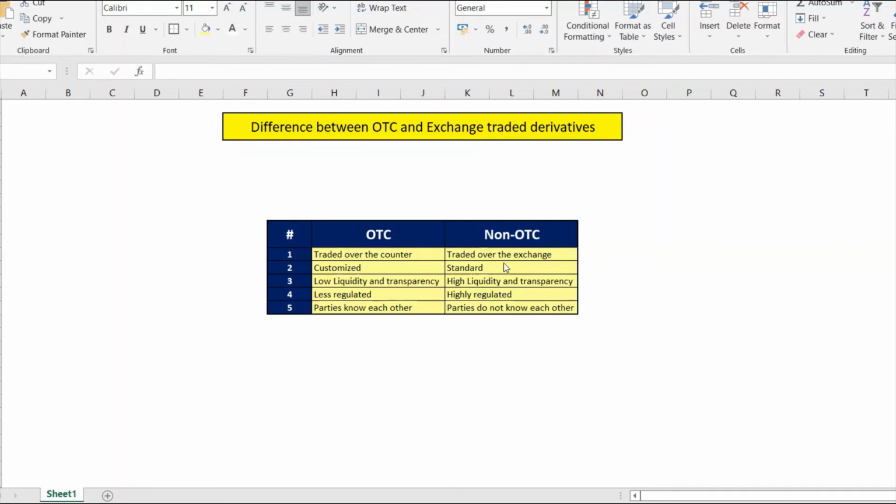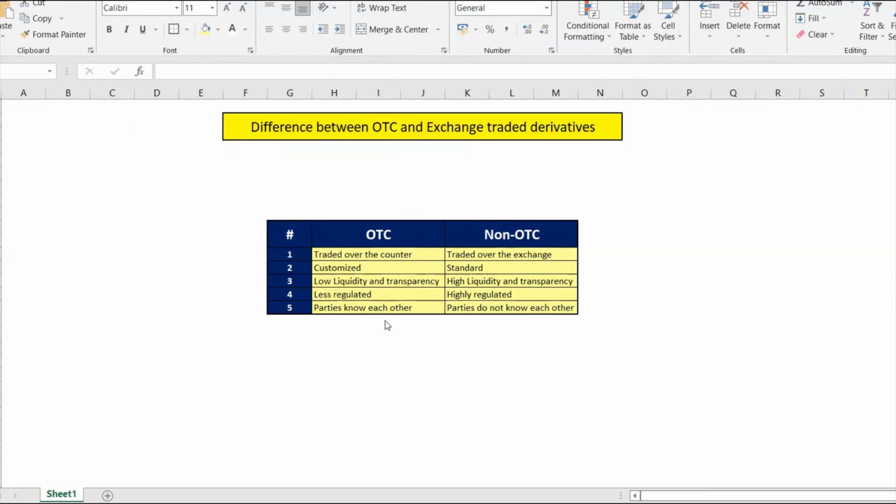Exchange-traded derivatives are highly regulated because the exchange is an intermediary between the two parties. In OTC, the parties who trade amongst themselves know each other. For example, Bank X and Bank Y, or Bank X and Y mutual fund or hedge fund, they know each other, the parties who are doing a trade. Whereas in the exchange-traded case, as the exchange is an intermediary, you will not know your counterparty. For you, the counterparty would be the exchange. So they do not know the counterparties in non-OTC, because the exchange is an intermediary, whereas in OTC, the counterparties know each other.